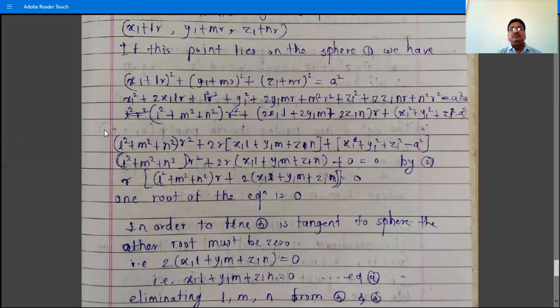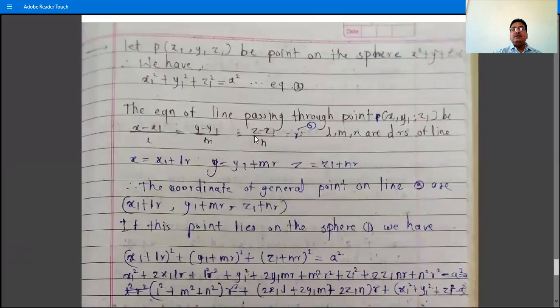Then collect the coefficient of r², that is l² + m² + n², as the coefficient of r². Then, for the terms in r, take r as common: (2x1l + 2y1m + 2z1n)r, then plus the remaining terms x1² + y1² + z1² − a².